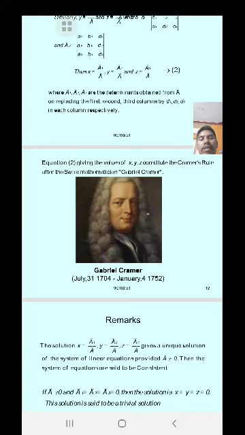and he was born 31st July 1704, and he died 4th January 1752. So he lived nearly 47 years, but his hard work is very appreciable, and his methods we are using now. That is a great thing.